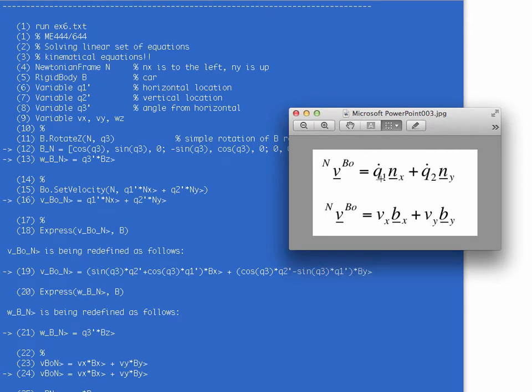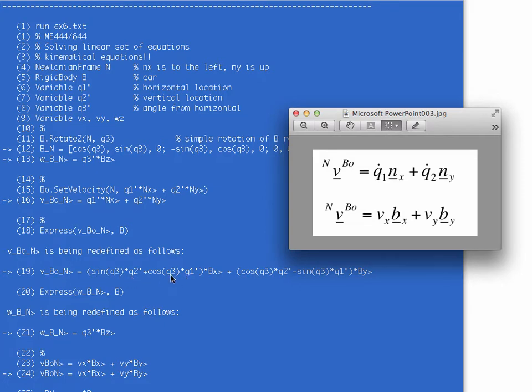One is in the NX, NY, and NZ coordinate system, and one is in the BX and BY coordinate system. Well, what's VX? If I look at this, it's everything that multiplies BX. It's the measure number for BX. What's VY? It's the measure number for BY. So it's all this stuff. So it's quite easy to see what VX equals in terms of Q1 dot, Q2 dot, and Q3.